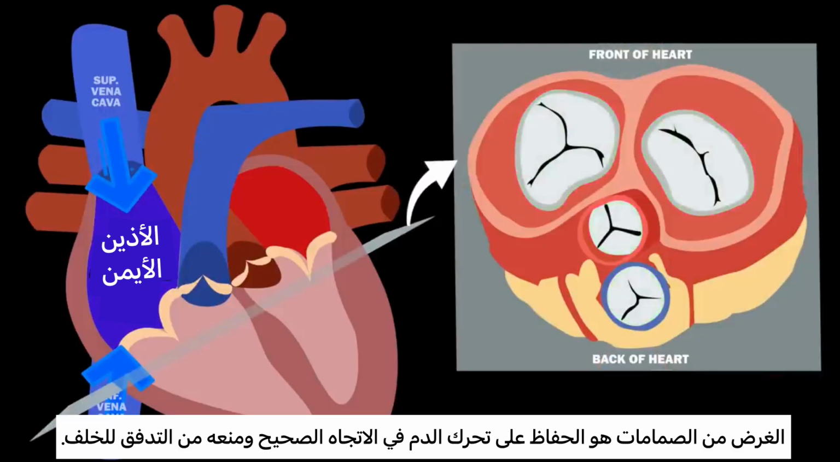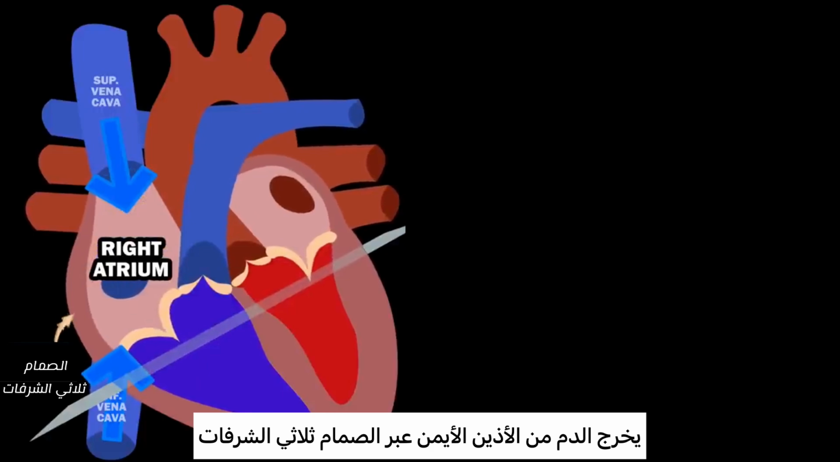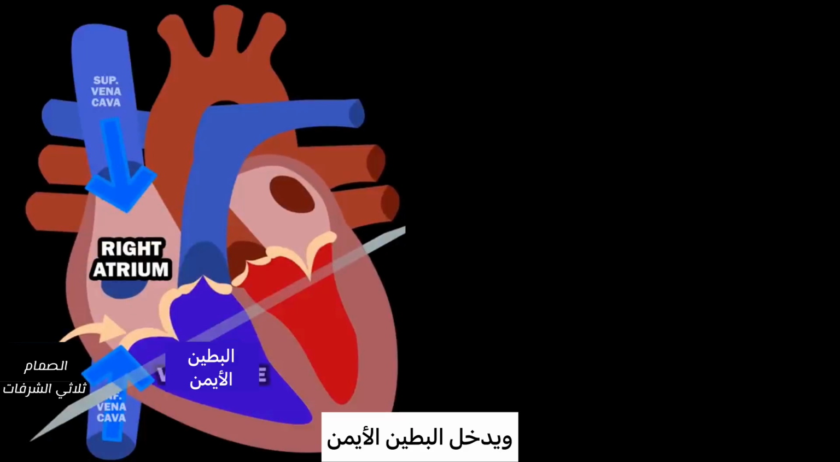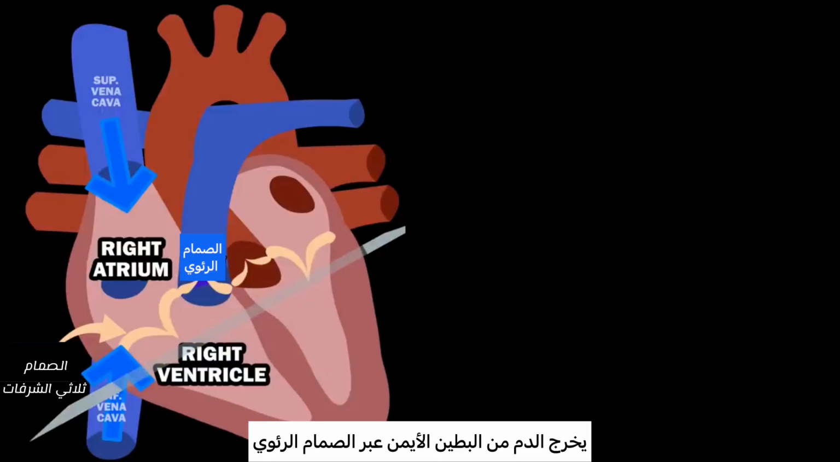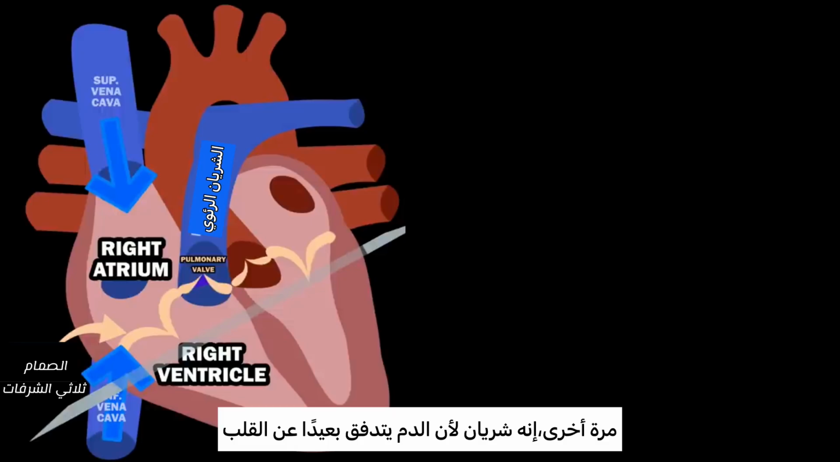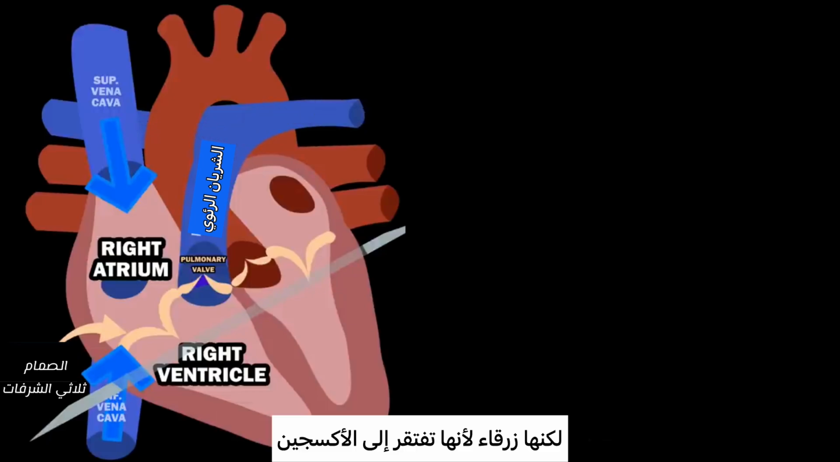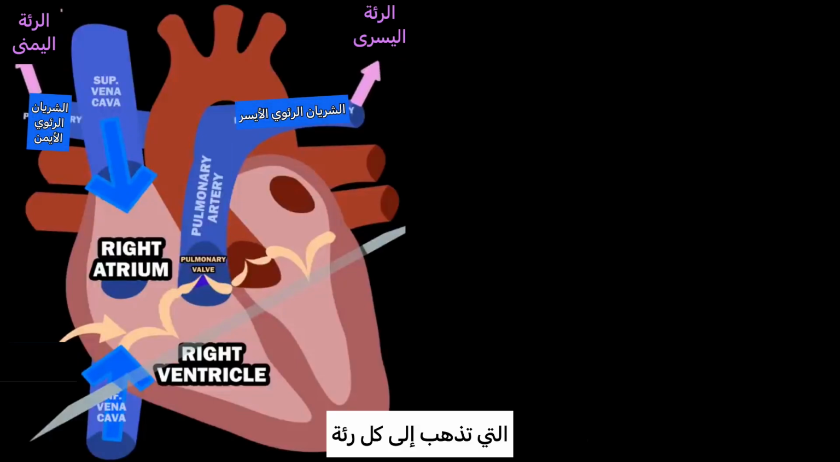The purpose of the valves is to keep blood moving in the right direction and not flow backwards. Blood exits the right atrium through the tricuspid valve, so called because it has 3 flaps, and enters the right ventricle. The blood exits the right ventricle through the pulmonary valve and enters the pulmonary artery. Again, it is an artery because blood is flowing away from the heart, but it is blue because it lacks oxygen. The pulmonary artery then splits into the left and right pulmonary arteries, which go to each respective lung.